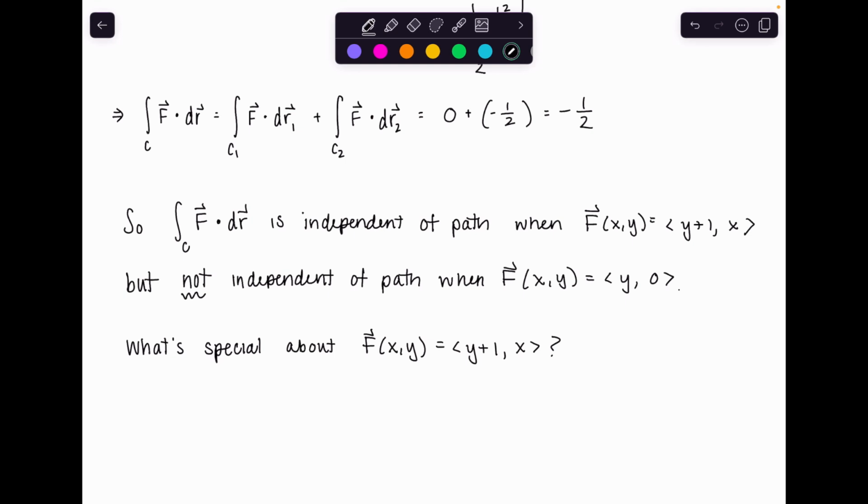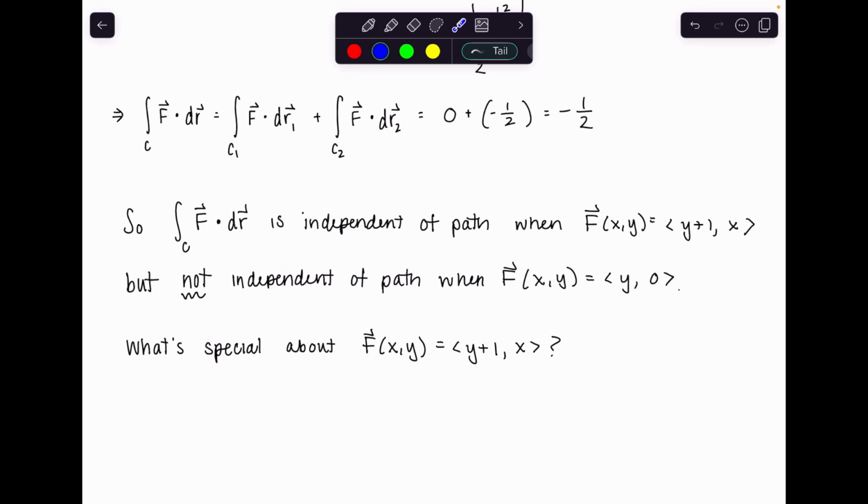So basically, if you remember what that means, a vector field is conservative if it is the gradient vector of a function. So that basically means I can find a function whose partial derivatives are this. But this is not conservative, meaning I cannot find a function whose partial with respect to x is y and partial with respect to y is 0. Okay? So this is tying in pretty much a lot of our stuff together.